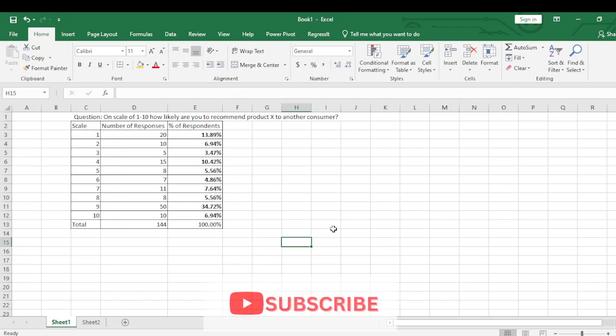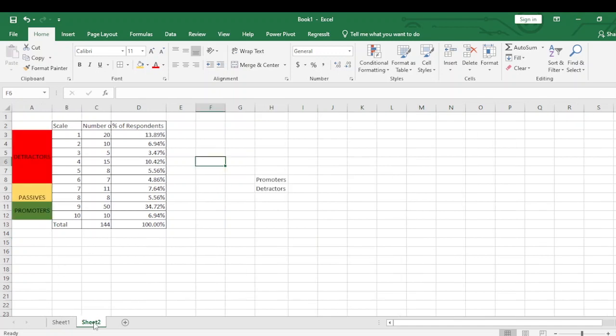So with me, I have dummy data here, and the question on NPS usually goes like this. This is just an example. Usually it goes like, on a scale of 1 to 10, how likely are you to recommend product X to another consumer? And this is the type of data that you might collect. For example, five respondents gave it a likelihood of 3, and here you can see 11 respondents gave it a likelihood of 7, and I've converted these responses into percentages so that we can calculate NPS. So without much ado, let's get to it.